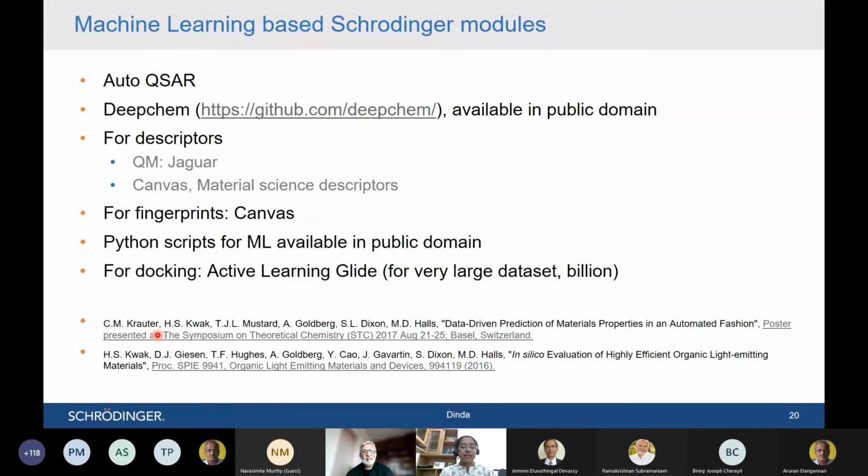In Schrodinger, these are the modules we have, like AutoQSAR; DeepChem is freely available. You can create fingerprints from Jaguar or Canvas. Most of my work I did with Python scripts that are available in the public domain. And for biological work, you can do active learning Glide to get the docking data set using Billion-scale. I think these are some representative publications from Schrodinger.